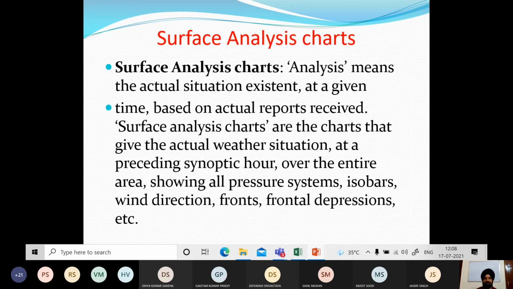Surface analysis charts show the actual situation existent at a given time based on actual reports, and surface charts are the ones which give the actual weather situation at a preceding synoptic hour over the entire area. So synoptic hours are 3, 6, 9, 12 hours GMT. So it gives you the weather for this time.